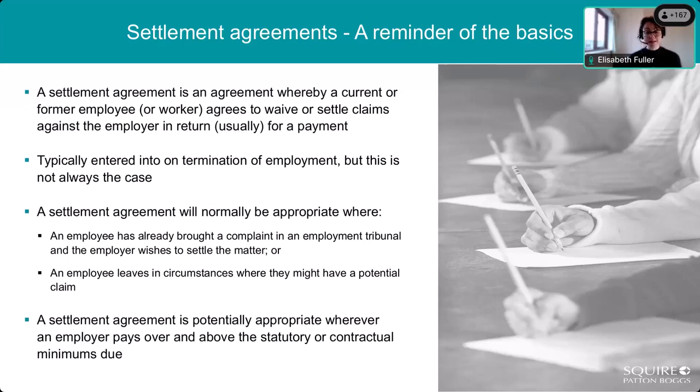just to avoid the risk of any claims being brought against the company. A settlement agreement is most likely to be appropriate where, for example, an employee has already brought an employment tribunal claim and the employer wants to settle the matter and avoid the need to go to tribunal, or where an employee leaves their employer in circumstances where they might have a potential claim arising from their dismissal. It is also potentially appropriate to enter into a settlement agreement where the employer is paying a material amount over and above the statutory or contractual minimum that's due to the employee on termination.